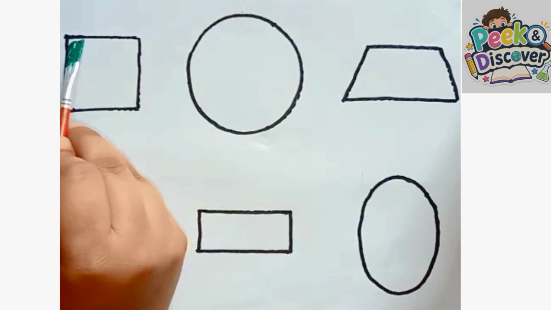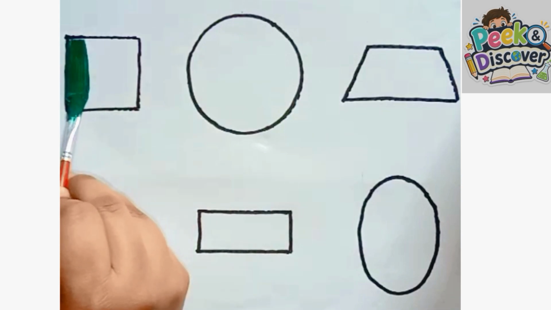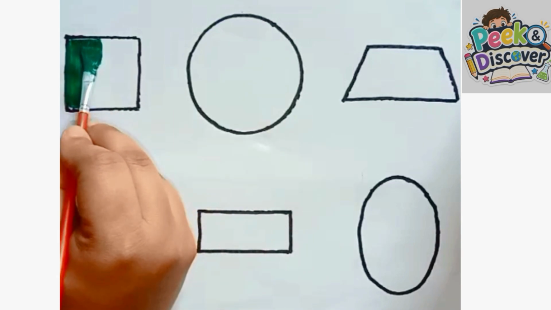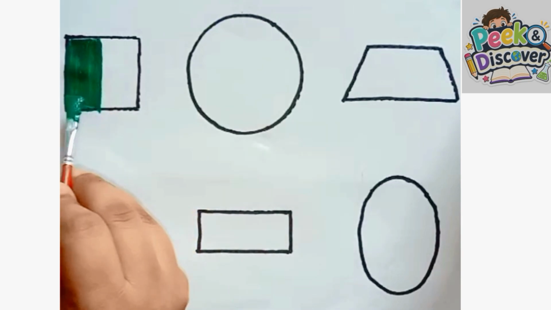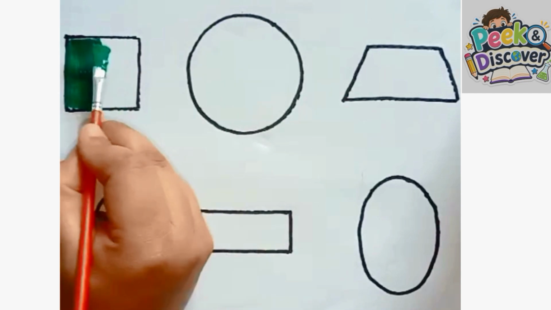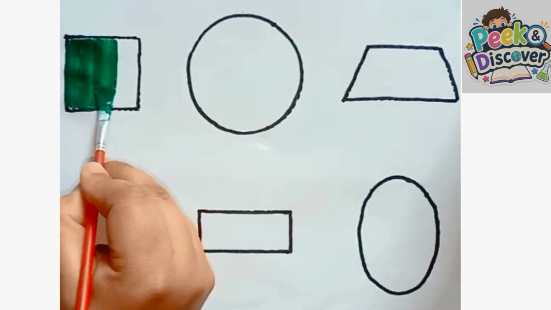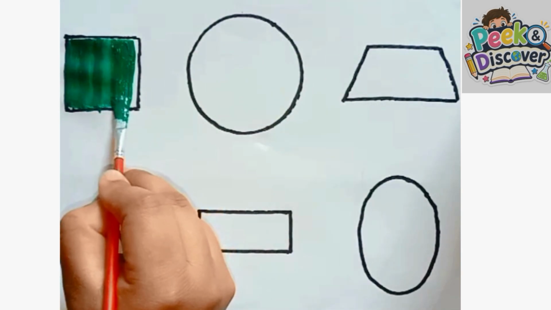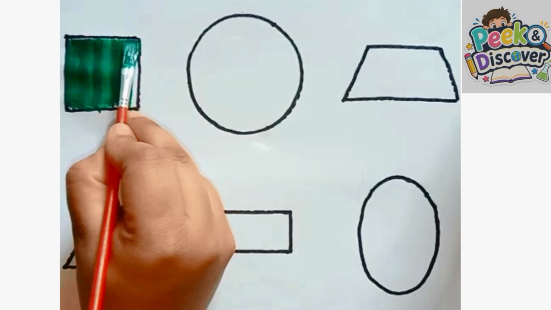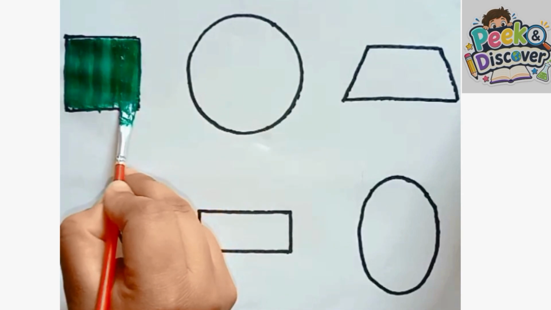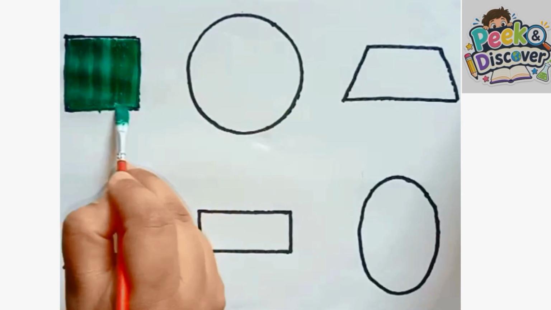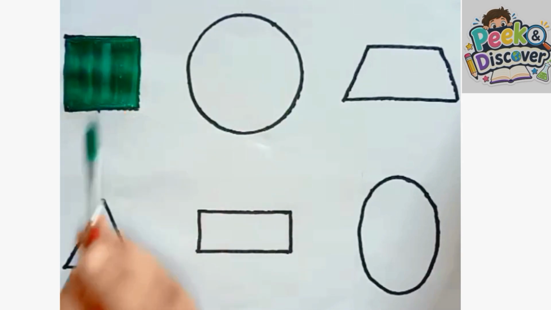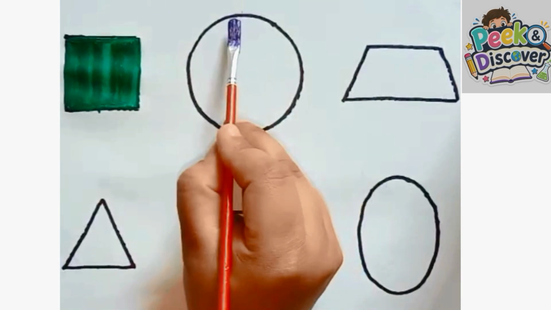Now we are going to color them. First of all, square. Color of square is green. It has 4 equal sides. Then circle. Color of circle is purple.